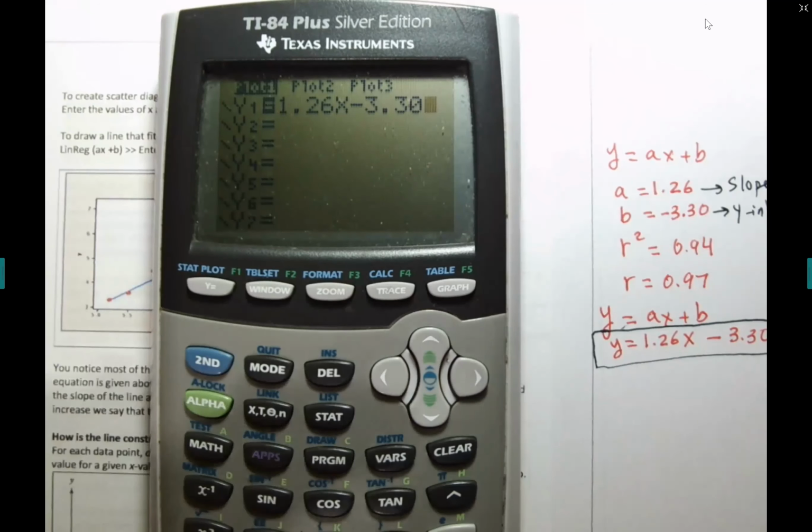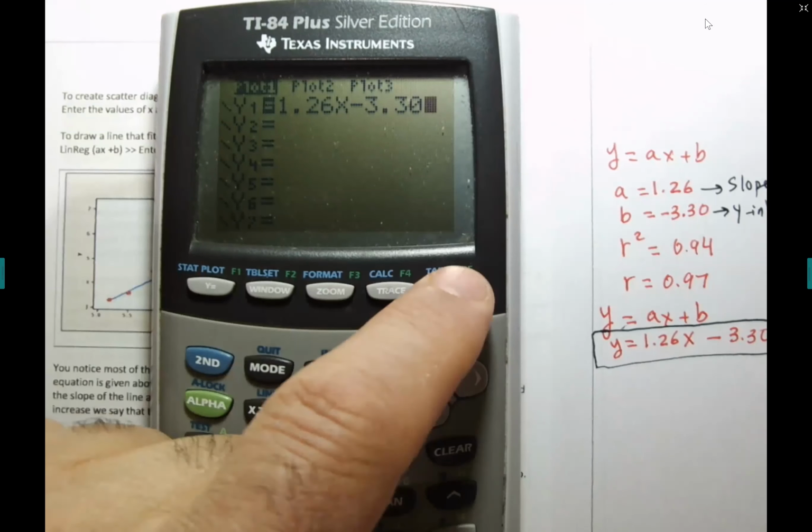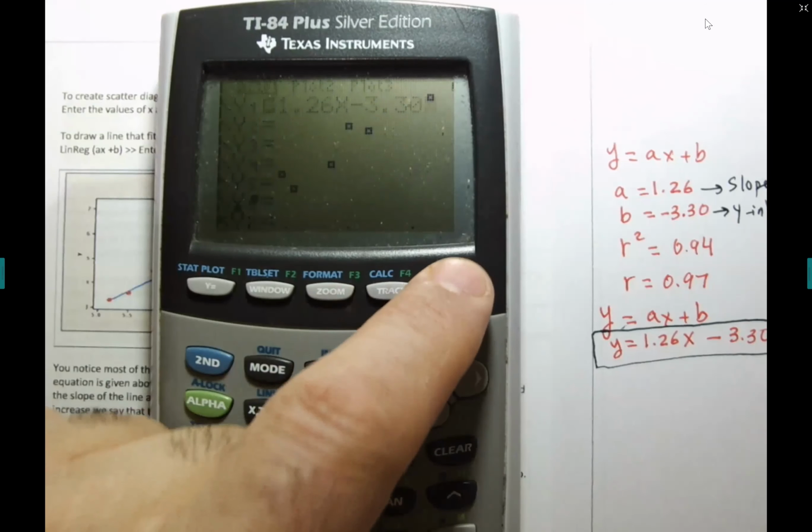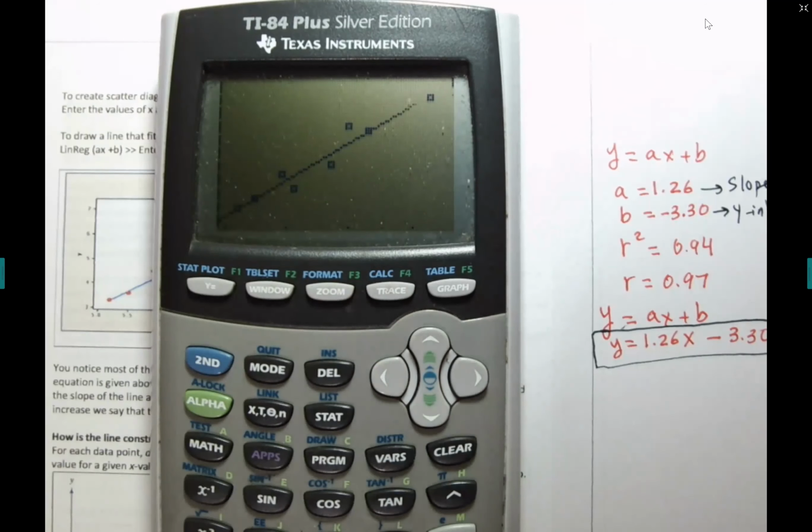And I would like it to hit the graph. And you're going to see magic here. This is the equation of the line, and this is the line of best fit. So this is the best line that will fit all the points. You could not find a better fit than this. It is called the line of best fit.